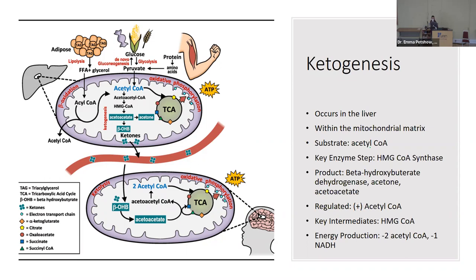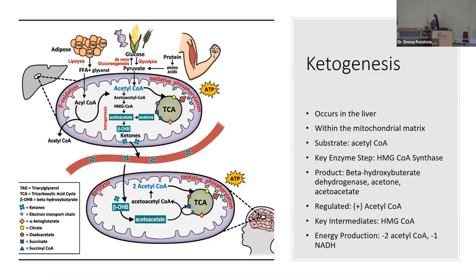Anyways, ketogenesis occurs in the liver. There is a purpose to it. We have it happen in the body all the time. It's within the mitochondrial matrix. The substrate that we're using is acetyl-CoA. The key enzyme step, ooh, this one's fun. We recognize this enzyme: HMG-CoA synthase, the friend of HMG-CoA reductase involved in cholesterol synthesis, right? And our products are beta-hydroxybutyrate dehydrogenase, acetone, and acetoacetate, so our ketones.